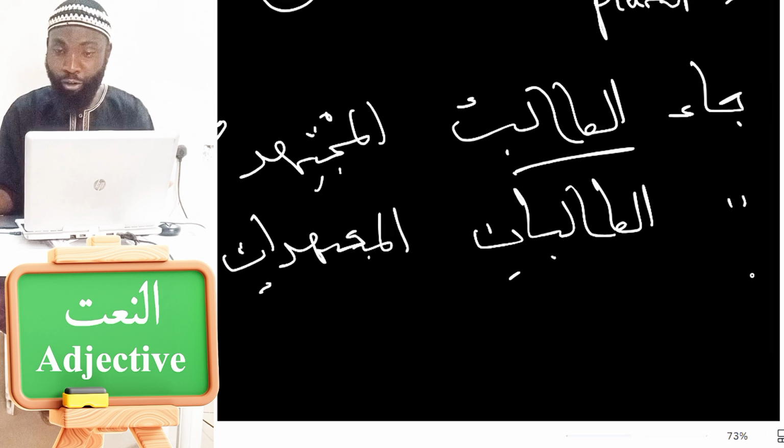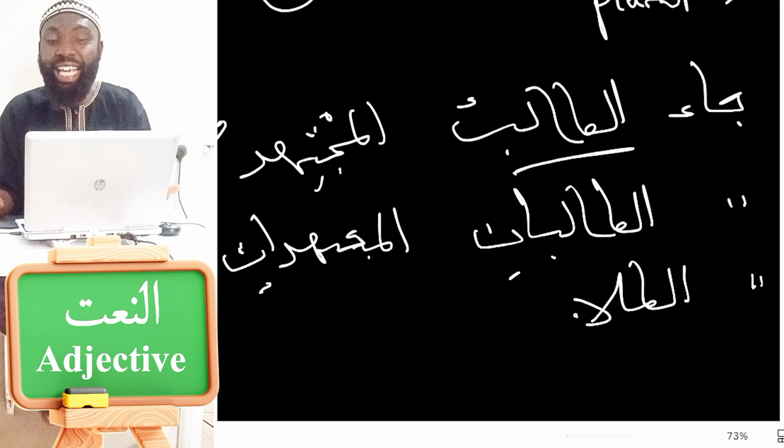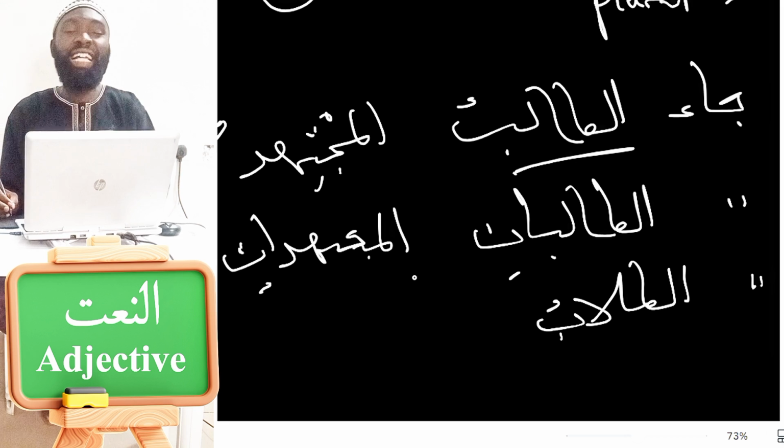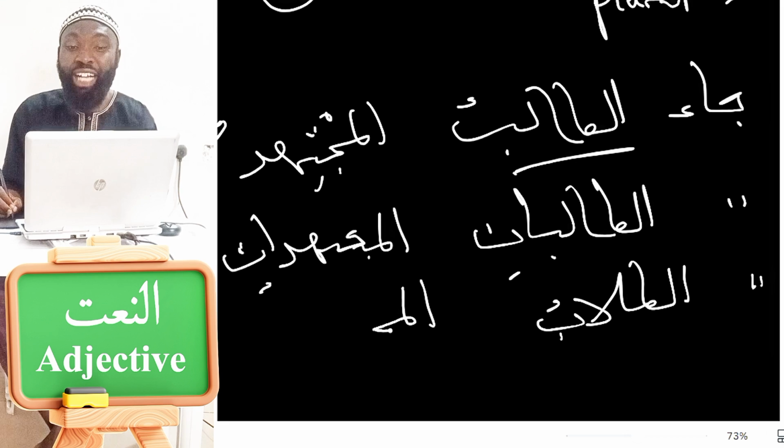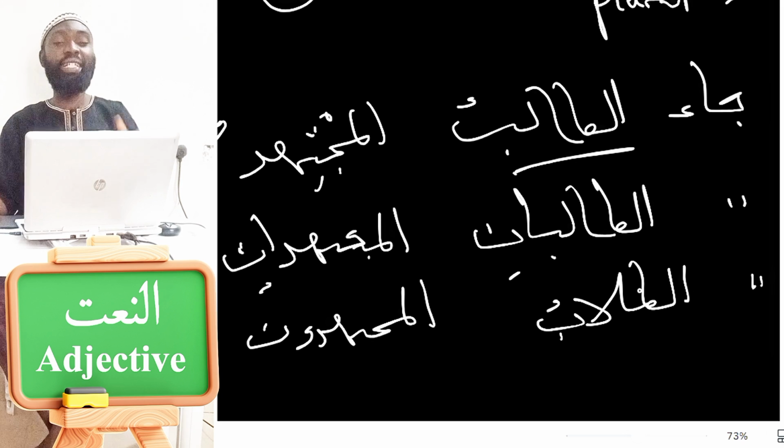If it was in plural form, we would have said Ja'a tullabu, the students came, then al-mujtahidun. Can you see? Al-mujtahidun, because al-tullabu is in the plural form, so the adjective qualifying it should be in the plural form. Ja'a talibul mujtahidu, the hardworking student came. Ja'a talibani al-mujtahidani, the two hardworking students came. Ja'a tullabul mujtahidun, the hardworking students came.